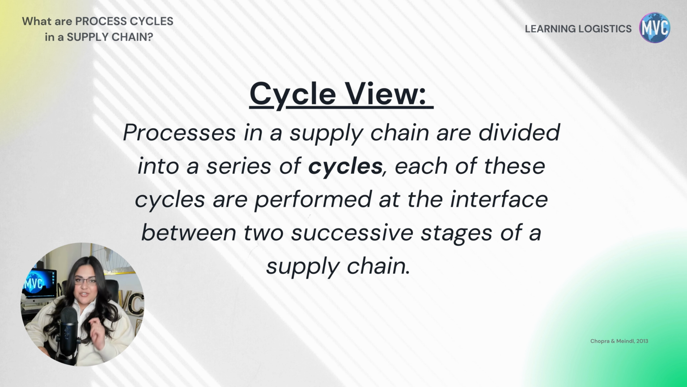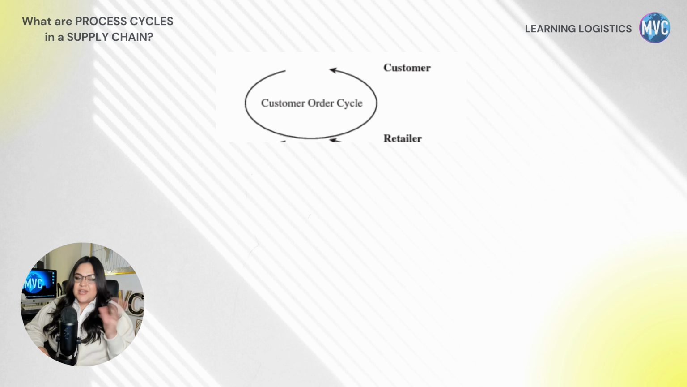Now, keep in mind that each of these stages will also have its own individual cycles or subcycles or sub-processes, as they're known, which is a sequence of operations and transactions that are taking place between 2 stages. So here, as I mentioned before, each cycle occurs at the intersection between 2 successive stages of the supply chain. Let's begin this one by looking at customer order cycle.